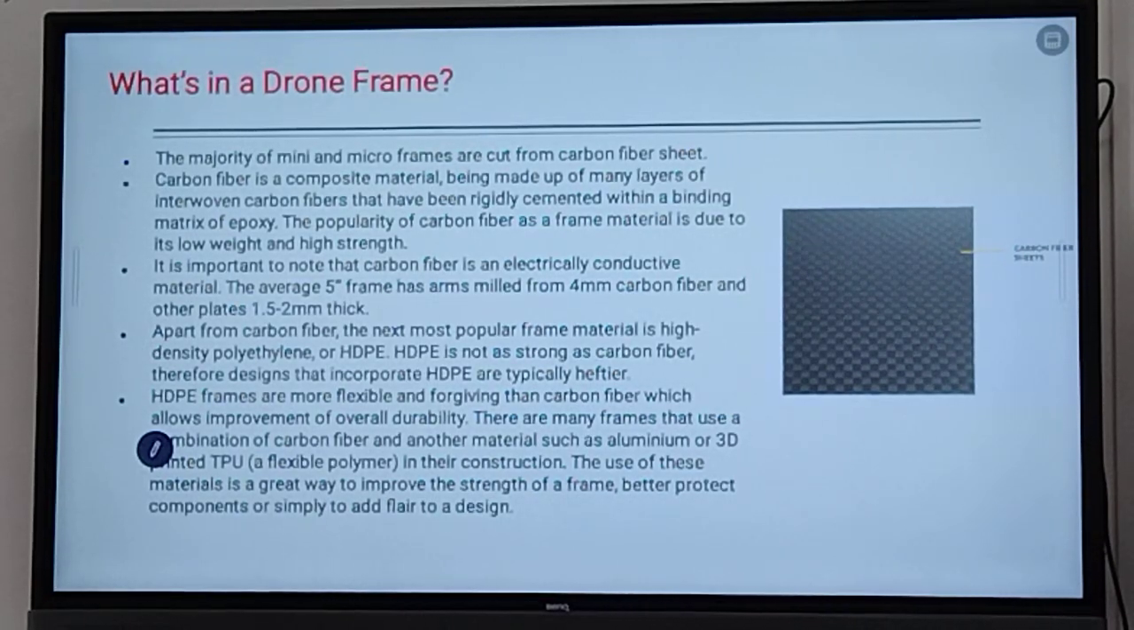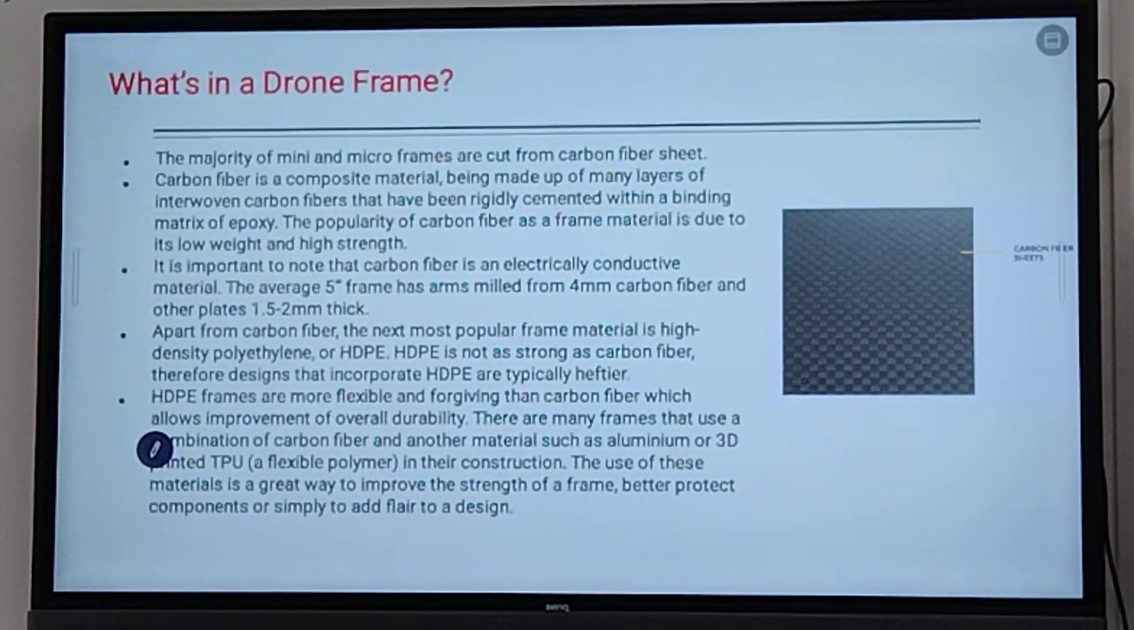Carbon fiber is a composite material made up of many layers of interwoven carbon fibers that have been rigidly cemented within a binding matrix of epoxy. The popularity of carbon fiber as a frame material is due to its low weight and high strength. It is important to note that carbon fiber is an electrically conductive material. The average 5-inch frame has arms made from 4 mm carbon fiber, and other grades use 1.5 to 2 mm.